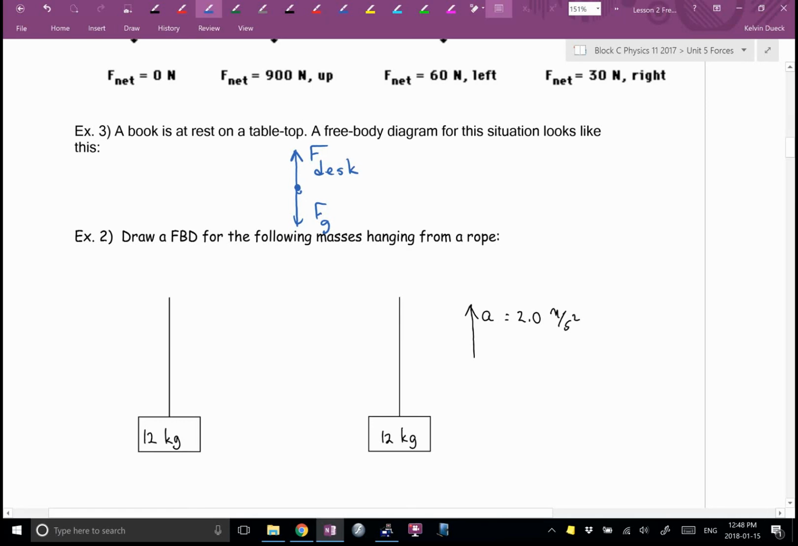That's the free body diagram on your binder. Gravity's pulling it down, the desk is pushing it up, and I know they're the same size because if they weren't the same size, Emma, your book would have to be accelerating, and it's not.